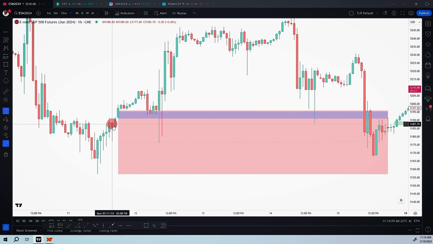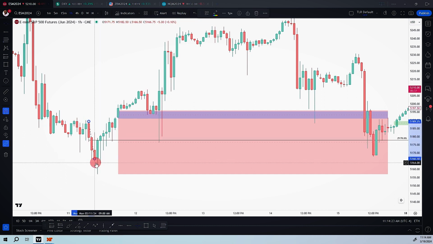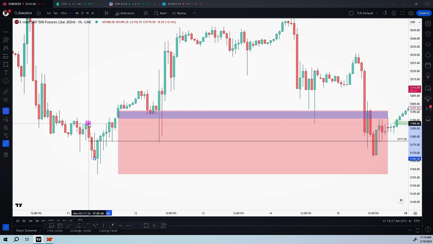Yeah, taking out that low, still respecting this order block, still respecting this breaker over here. Came down. What is this? Is this consequent encroachment of this order? I mean, mean threshold of this order block. Yep, mean threshold of that order block right there.